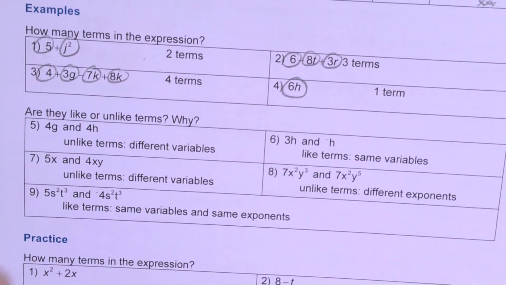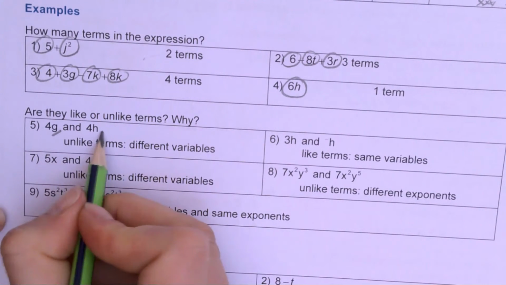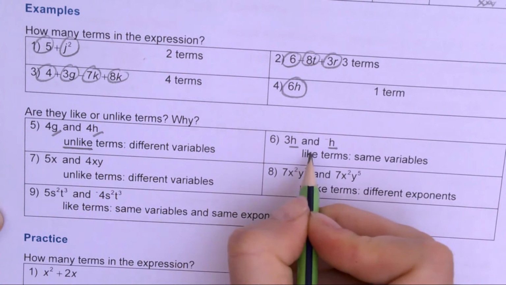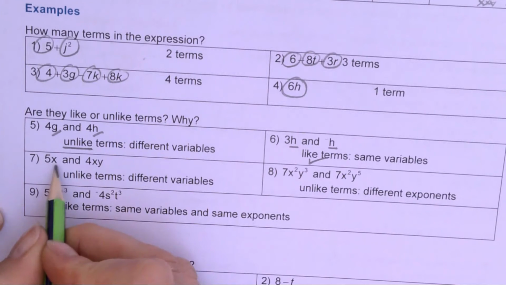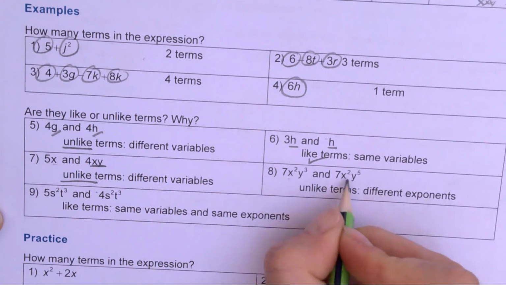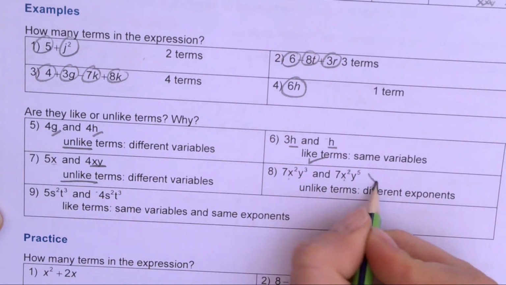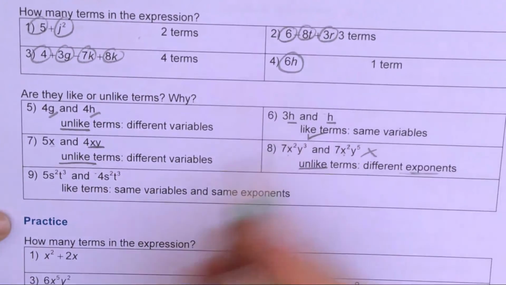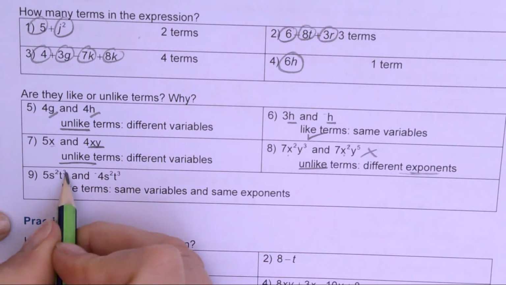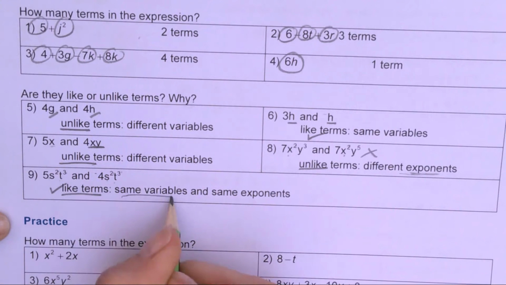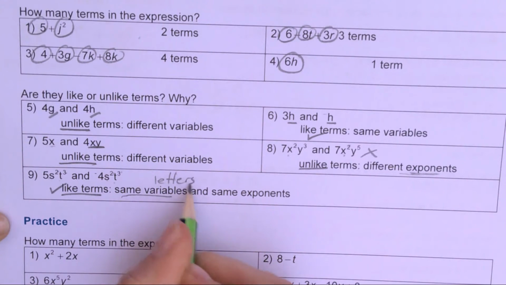Are they unlike or like? G, H. Different letters, so they're unlike. H, H. They're the same, so they're like terms. This has x, y, this doesn't have a y, so they're unlike terms. I have 2 x's and 3 y's, 2 x's, 5 y's. Nope, unlike terms because they have different exponents. 2 s's, 3 t's. 2 s's, 3 t's. Yes, like terms. Same variables, the letters, and same exponents.